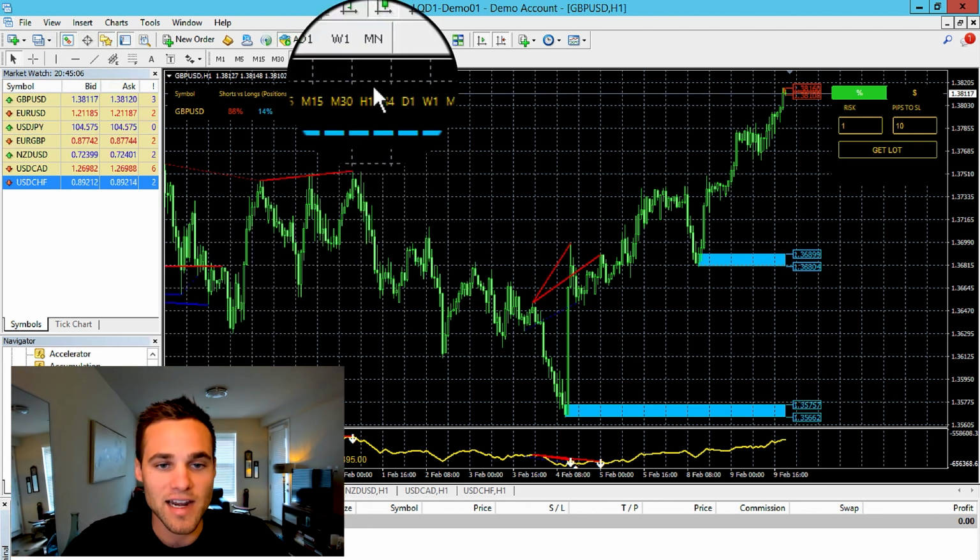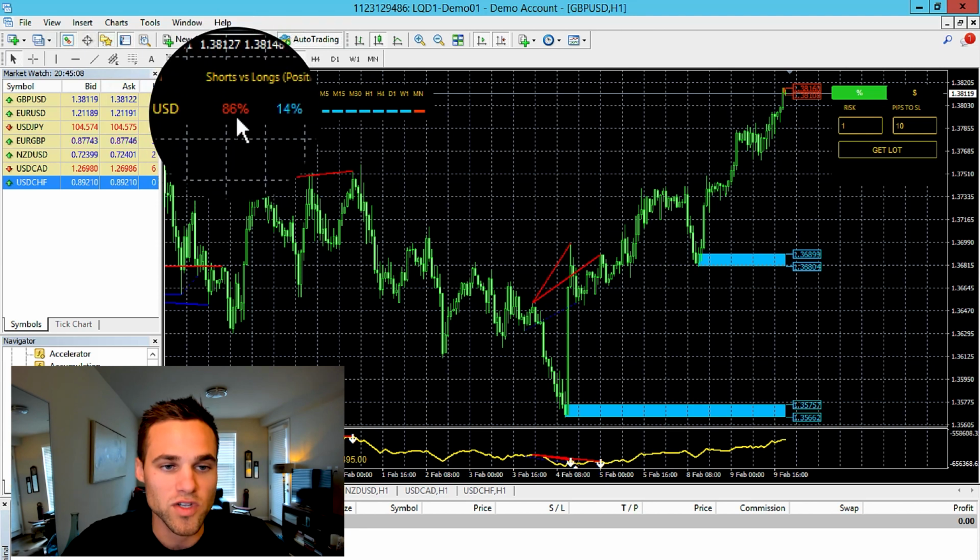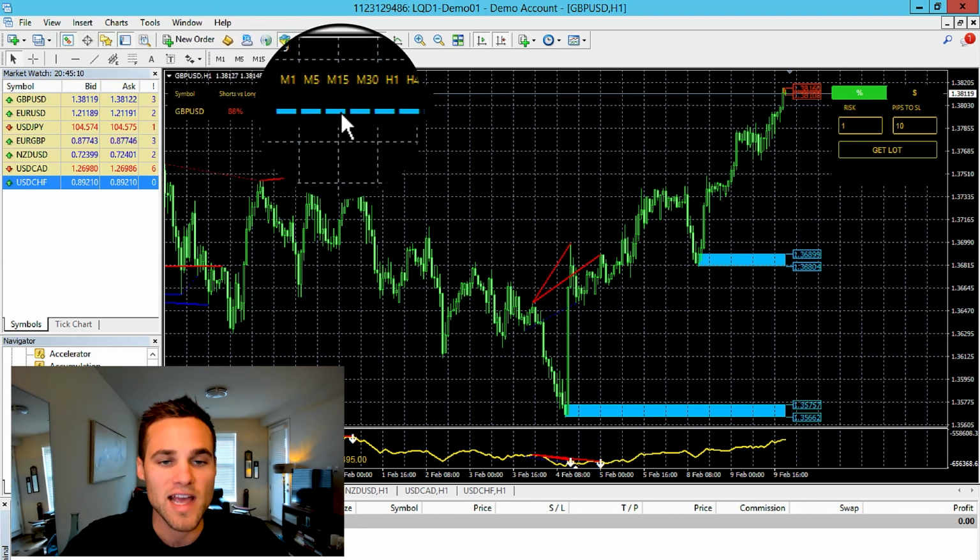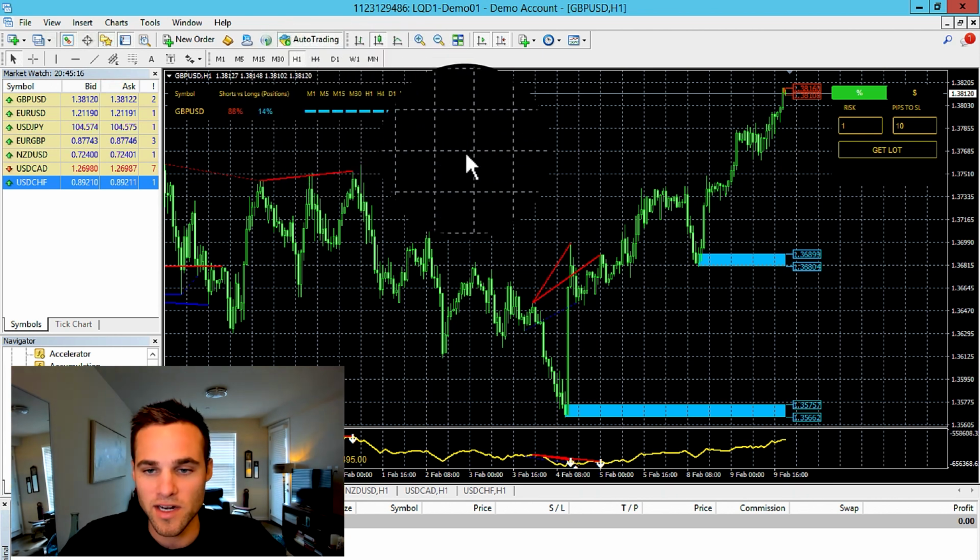Okay, next, let's look again here. We can clearly see that the herd is short, so we want to be long. We want to be contra crowd. And here we can see that clearly it's in an uptrend with all these blue trend bars here. And then what do we see here?